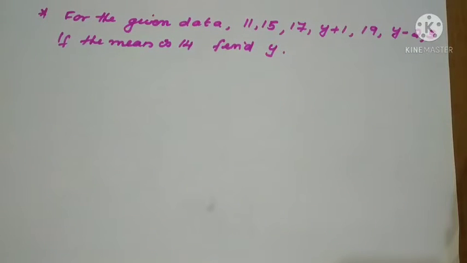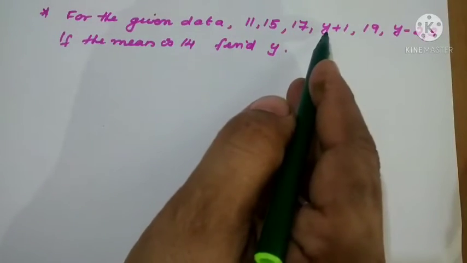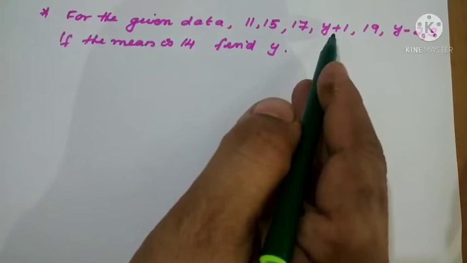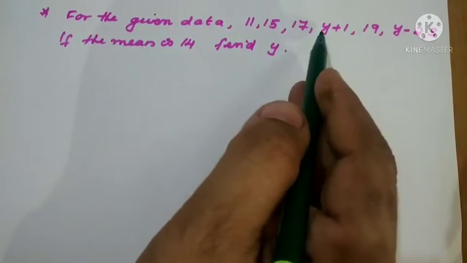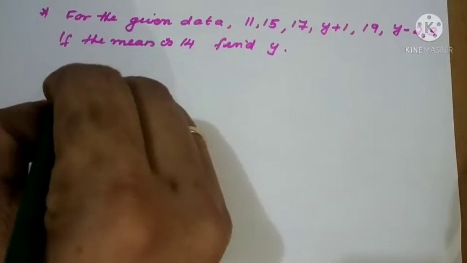For the given data 11, 15, 17, y plus 1, 19, y minus 2, 3, the mean is 14. Find y. This time they have given the mean and asked for one part of the observations, y plus 1 and y minus 2, that is, they asked for y only. So what should we do? We should use the mean formula only.